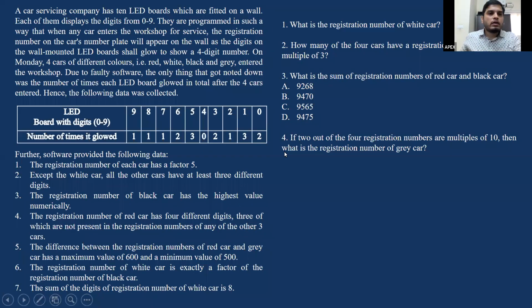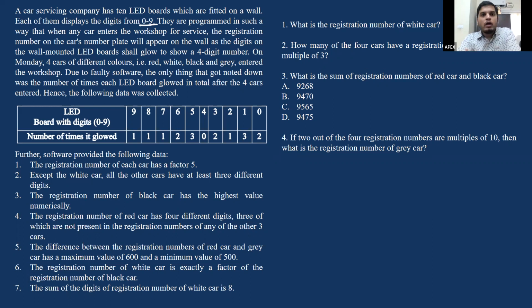So a car servicing company has 10 LED boards which are fitted on a wall. Each of them displays the digit from 0 to 9. They are programmed in such a way that when any car enters the workshop for service, the registration number on the car number plate will appear on the wall as a digit on the wall mounted LED board shall glow to show a 4-digit number.